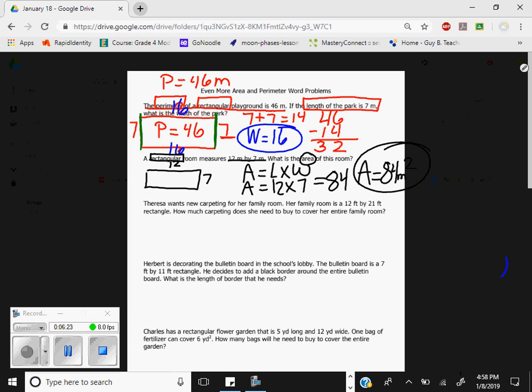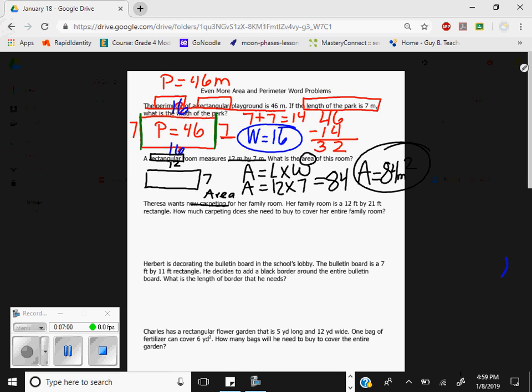All right, now the third one. It says Teresa wants new carpet for her family room. Her family room is 12 feet by 21 feet, rectangle. How much carpeting does she need to buy to cover her entire family room? So she wants new carpet. Now you have to think, where do I put carpet? Do I put that on the inside of the room, or do I put it on just the edges of the room? Well, carpet goes on the inside. It covers up the inside of the space of the room. So that sounds like area. So I'm going to put area right here.